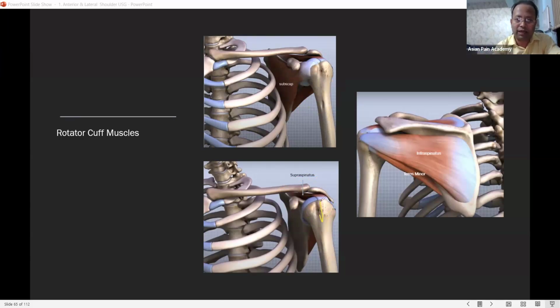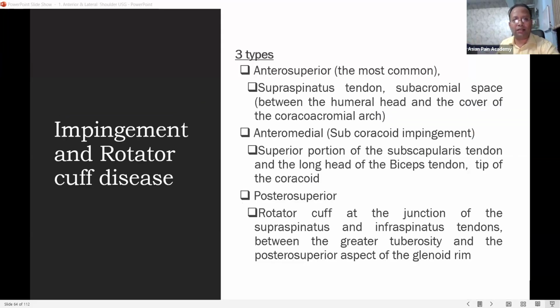So one impingement here and second impingement here, and third impingement where the supraspinatus and infraspinatus fibers meet. So here, if you do an abduction, then this greater tuberosity gets impinged under the glenoidal labrum. Okay, so this is the third area of impingement. Of course, this first area is much more common if you compare all three impingements. So here it is written three types of impingement.